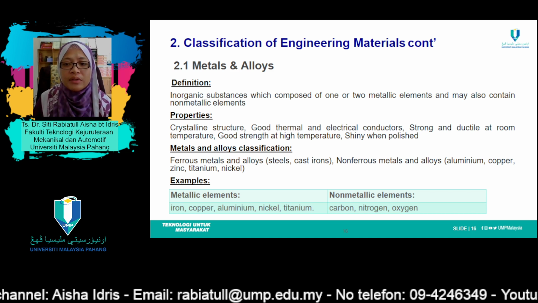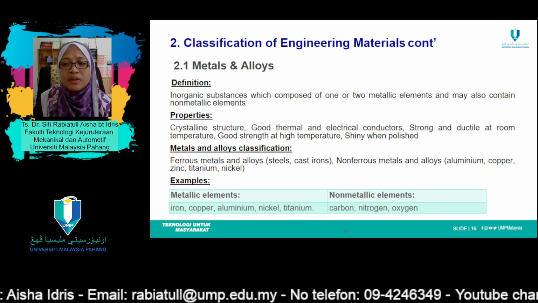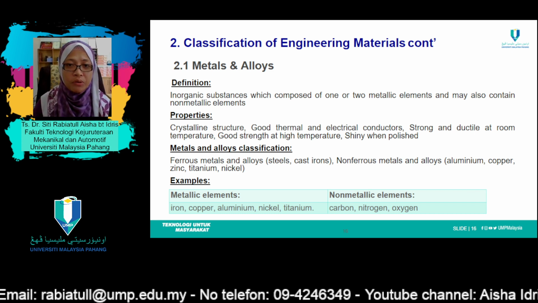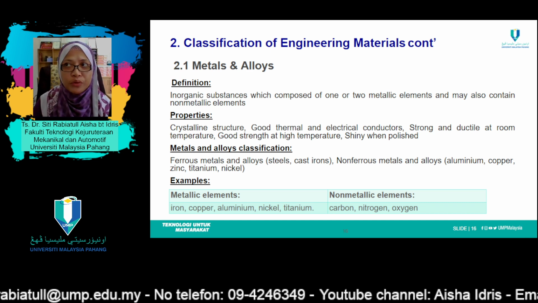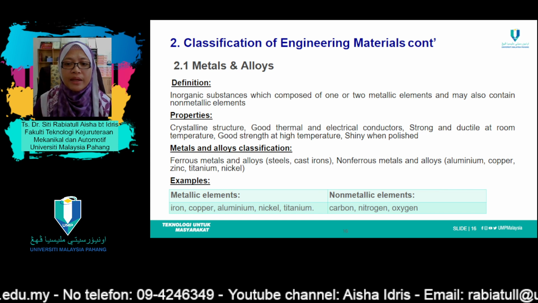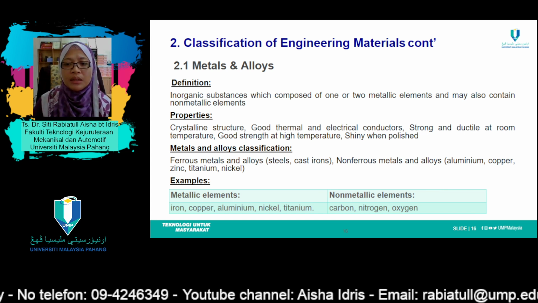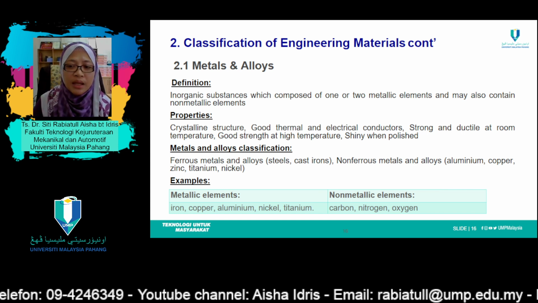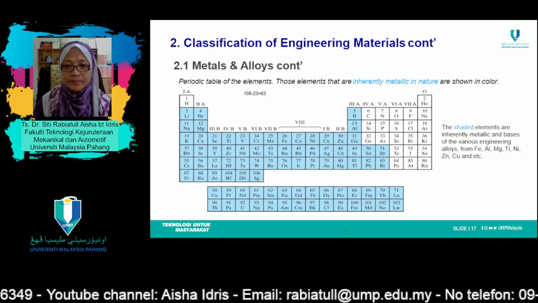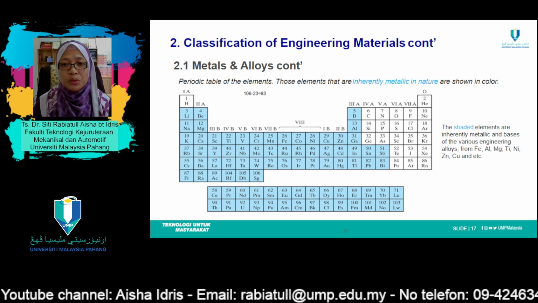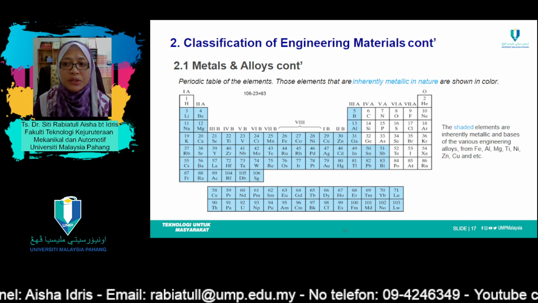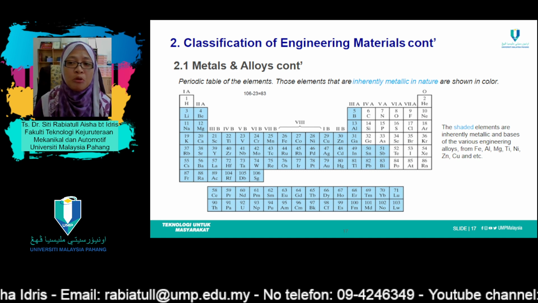Ferrous is, for example, steel and cast iron. Non-ferrous are those not in the phase diagram. The phase diagram you are going to learn in the next topic, which is chapter 3 or 4. Examples are iron, copper, aluminum, nickel, titanium for metallic elements, and carbon, nitrogen, oxygen for non-metallic elements. If you refer to this periodic table, those elements that are inherently metallic in nature are shown in blue color there.